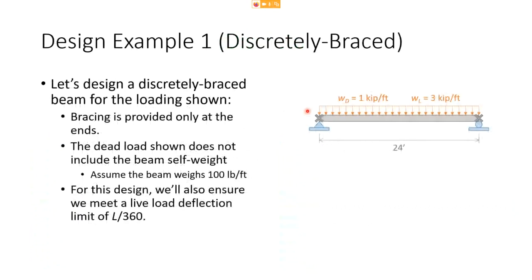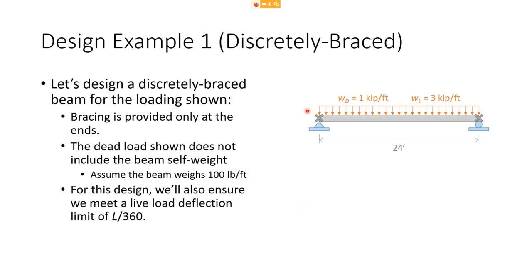With that, I'm just going to get right into our example. This is a super straightforward example. We're going to design a discretely braced beam for the condition shown. It has a dead load of 1 kip per foot, a live load of 3 kips per foot. We're going to assume that the beam weighs 100 pounds per foot for its self-weight. We'll also ensure that it meets a deflection limit of L over 360. I'll go ahead and tell you, this beam is simply supported and it's uniformly distributed.